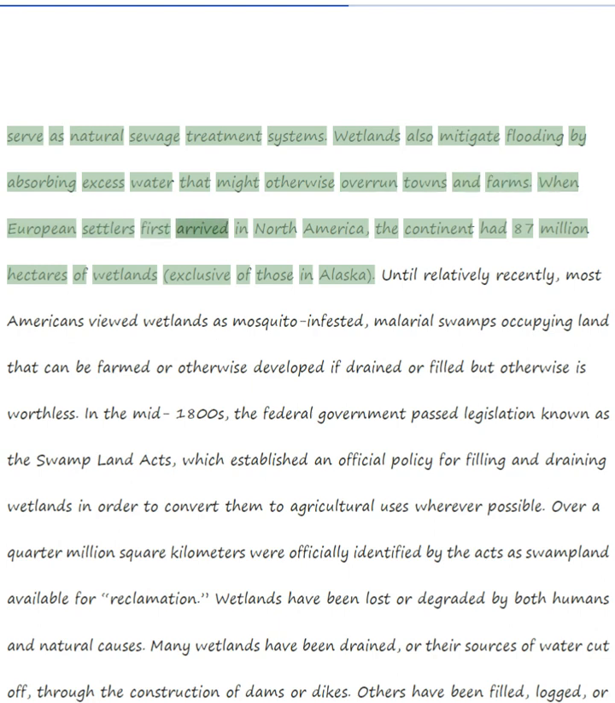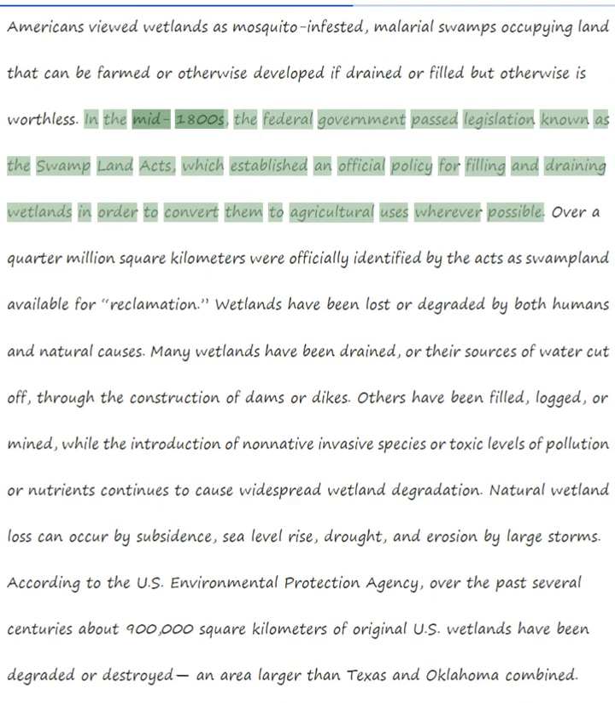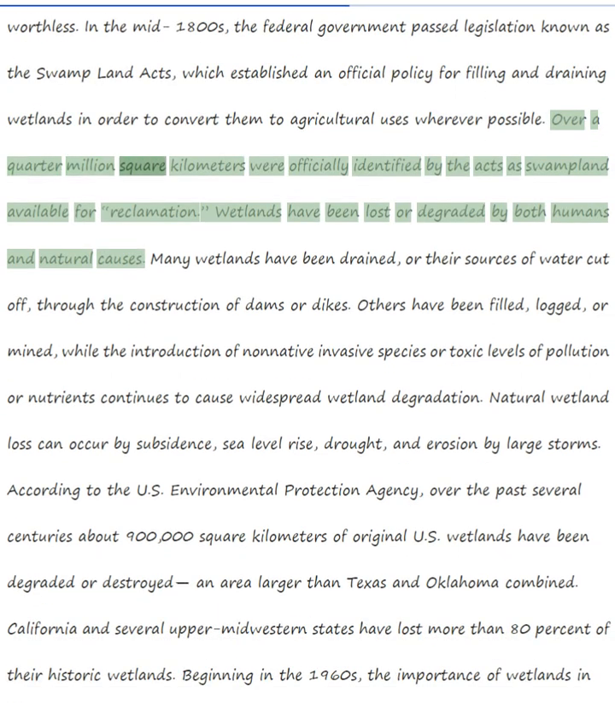When European settlers first arrived in North America, the continent had 87 million hectares of wetlands. Until relatively recently, most Americans viewed wetlands as mosquito-infested, malarial swamps occupying land that can be farmed or otherwise developed if drained or filled but otherwise is worthless. In the mid-1800s, the federal government passed legislation known as the Swampland Acts, which established an official policy for filling and draining wetlands in order to convert them to agricultural uses wherever possible. Over 250,000 square kilometers were officially identified by the acts as swampland available for reclamation.